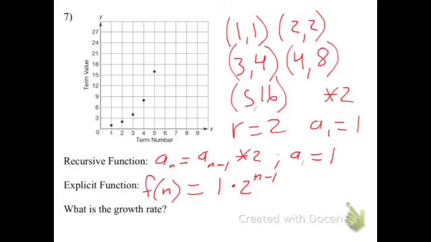And it's asking what is the growth rate. Again, that's like what you're adding each time, and for each term number, it's looking like we're doubling it. So our growth rate is 100%. And that's it for that one.